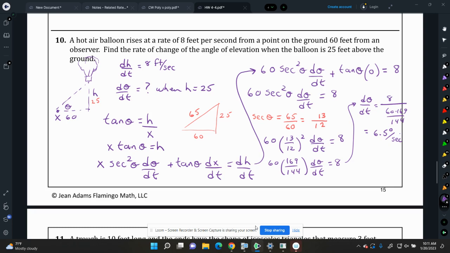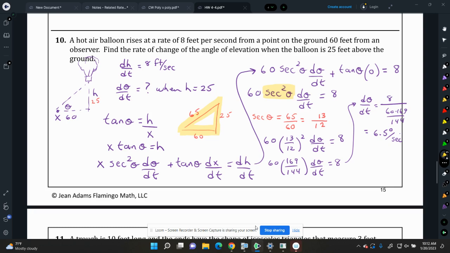So the process, right? We write down everything we've been given. We come up with our formula. We differentiate, and then we look to see what information we still need. When I differentiated, I thought, wait a minute, I don't know secant theta. I don't know theta. So I went back to my triangle and figured out a way to find out what secant theta is.